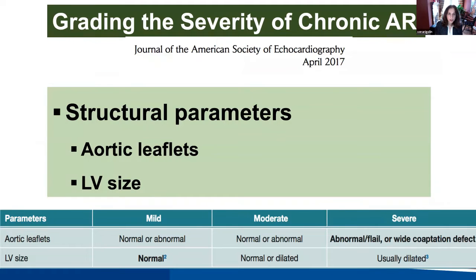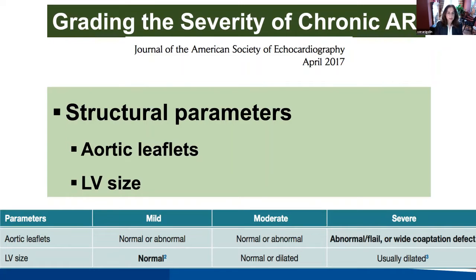I again urge you to look at the native valve regurgitation document put out by ASE, published in 2017, because it gives a very nice overview of all the quantitative parameters that I'm going to be discussing with you. So if you have questions about that, I refer you back to this document.